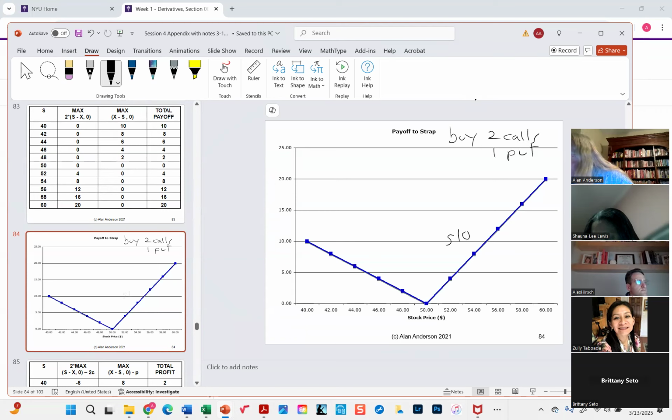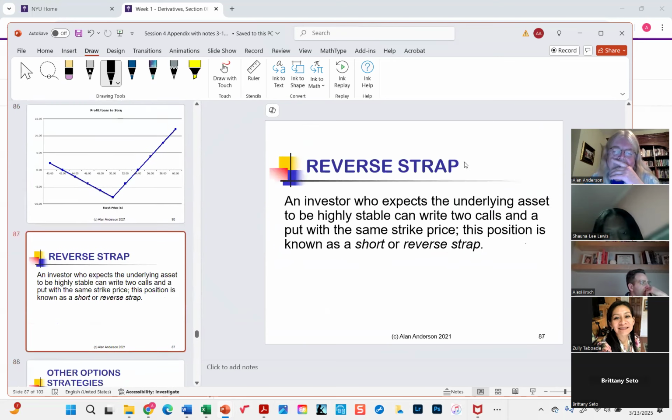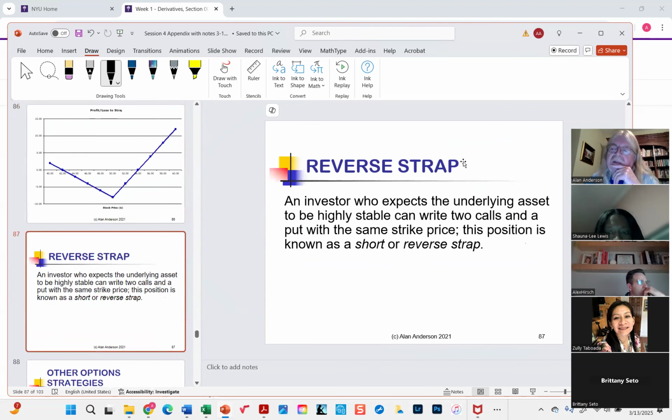So now the slope on the upside is 2, meaning that every $1 increase in the stock price adds $2 to your payoff. Down here, the slope is -1, meaning that as stock price goes down by $1, you're making $1. But again, it's very, very expensive. And you can see, wow, you really need a lot of movement to make money here. But having said that, there's a maximum loss and there's no maximum gain. And of course, there's also a reverse strap where everything is sold, and that means you'll make money as long as the stock price is stable.